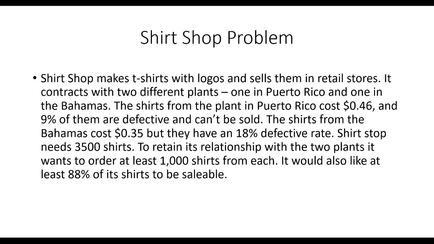So we can convert that to a fraction, or to a decimal, and it's 0.91x1 plus 0.82x2 must be greater than or equal to 3,080. And we see that from the last sentence. It says 88% must be saleable. So of the 3,500, we multiply by 88% and we get 3,080. So our first constraint becomes 0.91x1 plus 0.82x2 greater than or equal to 3,080.